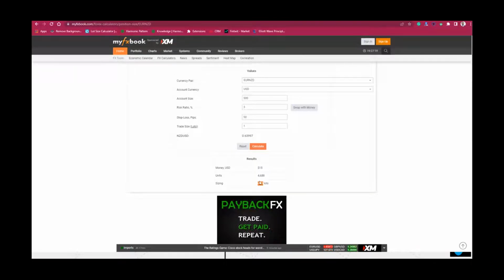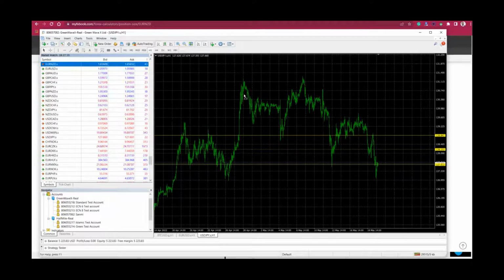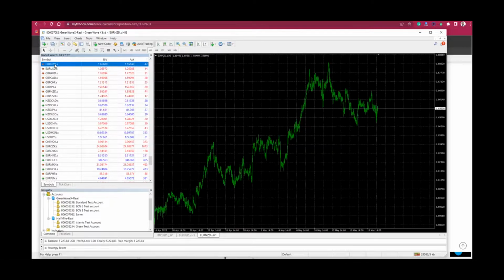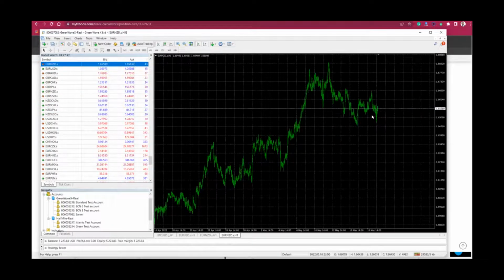So I can now pick 0.05 and then go here, my Euro New Zealand dollar, and then I put it here, or I just right click and put chart window. It's still the same thing. And then let's say this is where I now want to buy.